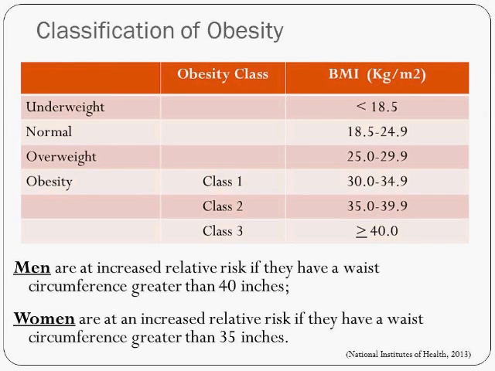We also look at the classification of obesity in men. Men are at increased risk if they have a waist circumference that's greater than 40 inches, and women are at an increased relative risk if they have a waist circumference that's greater than 35. So we use the BMI plus the waist circumference as the classification of obesity.